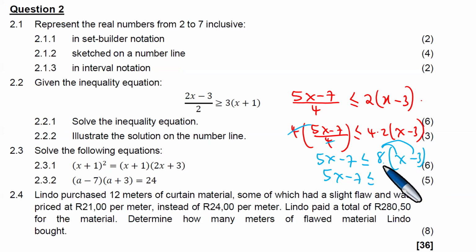Come again, I missed it. Before you go there, you distribute, and then you said multiply 8 by 3. And 8 times 3 is 24. Yes, good. Actually, I missed that.